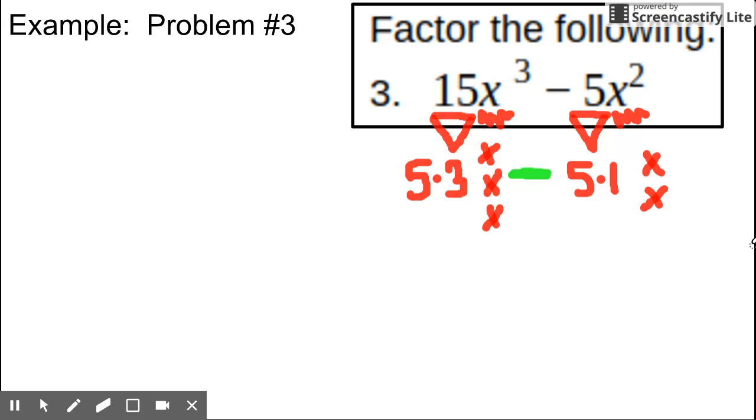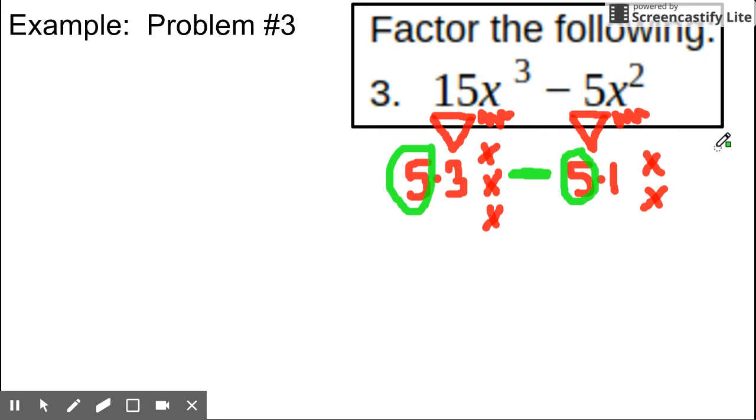Look at these two pieces. What do they both have in common again? Oh, well, they both have a 5. I'm going to go ahead and circle that 5. They both have a 5. What else do they both have? Well, they both have X's. How many X's can they both give me?